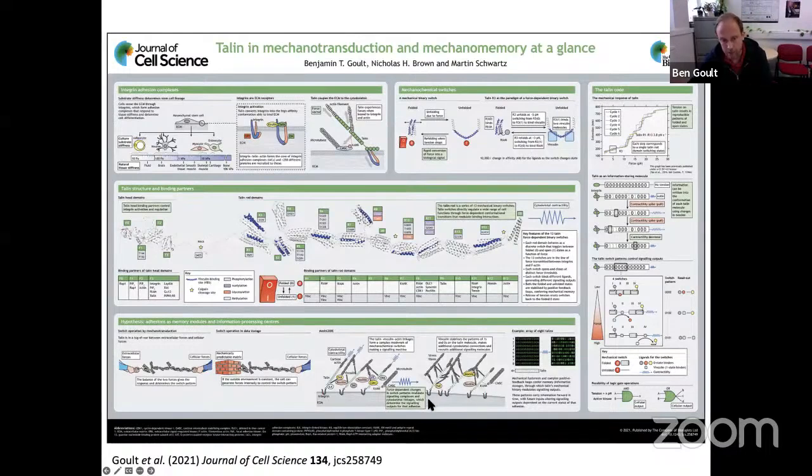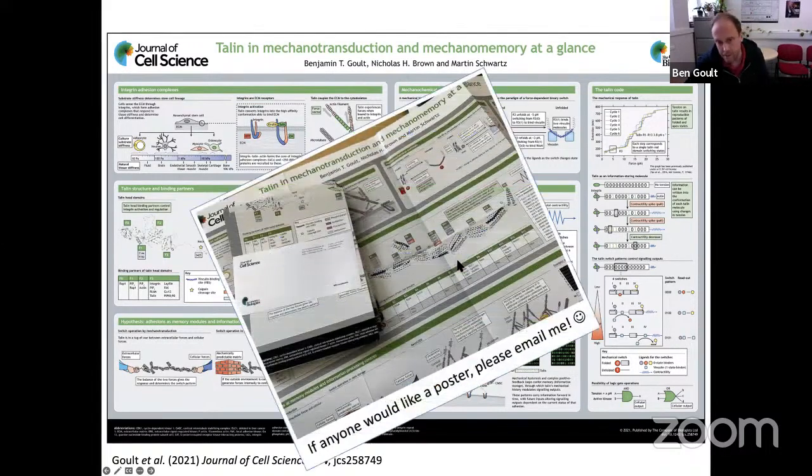And this led to, when I looked again, this is how quickly time flies. This I thought was last year, but it was actually Christmas of 2021. We started to put all this together into one of my favorite series of review articles, An At a Glance in Journal of Cell Science, where you try and conceptualize the whole idea into a poster. And this is a blatant sales plug, but if anyone would like a copy of these, we got sent loads of paper prints. I'd be happy to send them out, and just drop me an email.